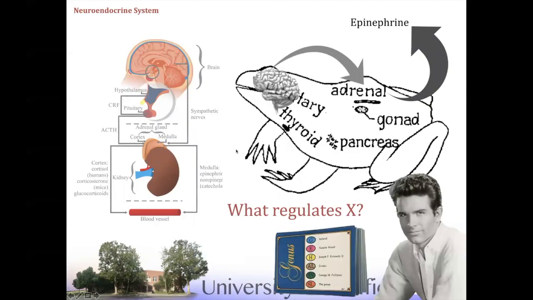So axes. All right, let's get into some axes. If I ask a question, what regulates X? Solve for X, whatever. What regulates X? It's going to be the hypothalamus. Now, you could make a strong case for the pituitary. Well, the hypothalamus controls and the pituitary regulates. Okay, whatever. Who cares? Matters of nomenclature.